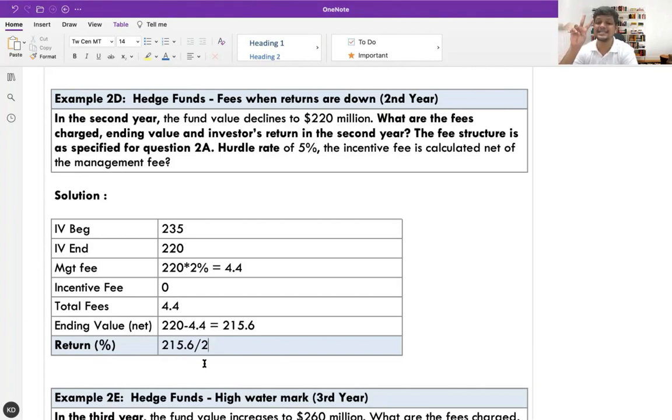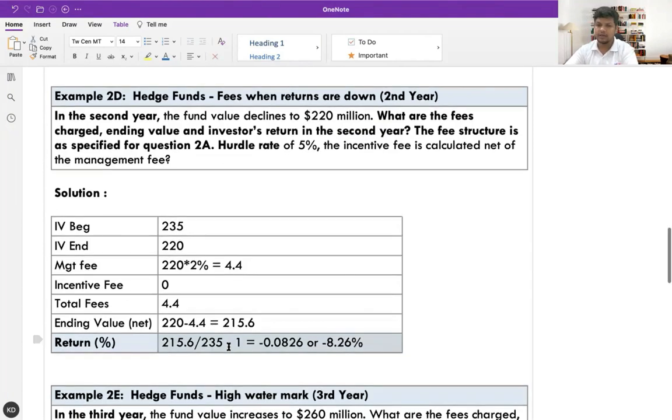Yes, 235. Second year return, correct? Yes. Why? Because they have asked me in the second year, not for 2 years. Yes, it is for second year. 235 minus 1. So my returns will be negative 8.26. Am I correct? Yes, because the fund's value went down.